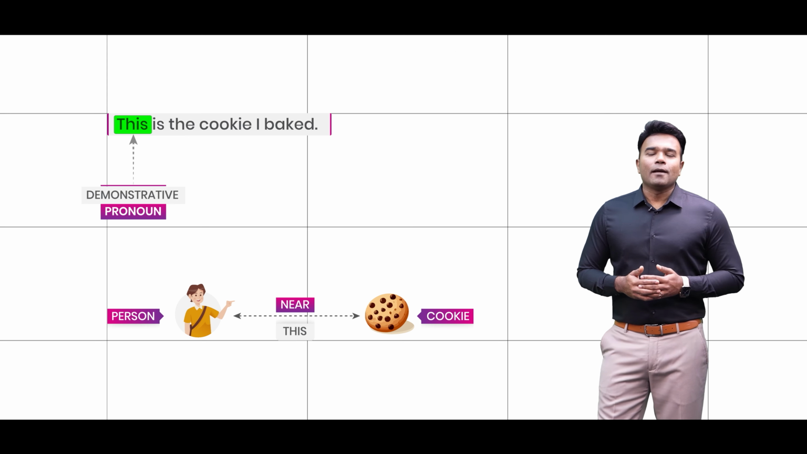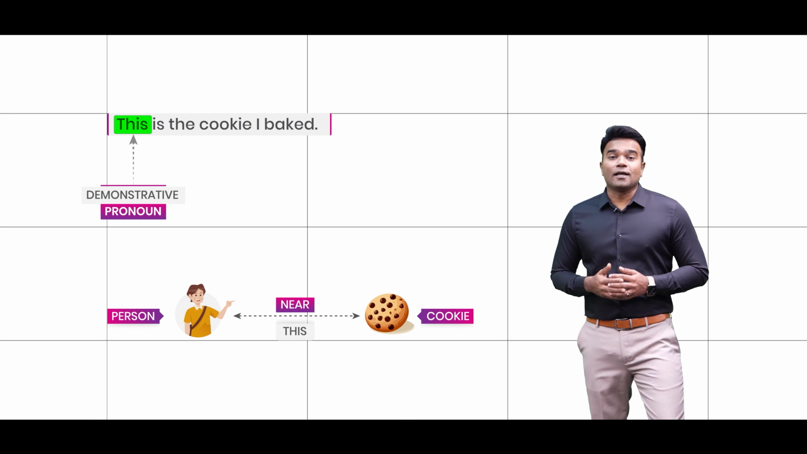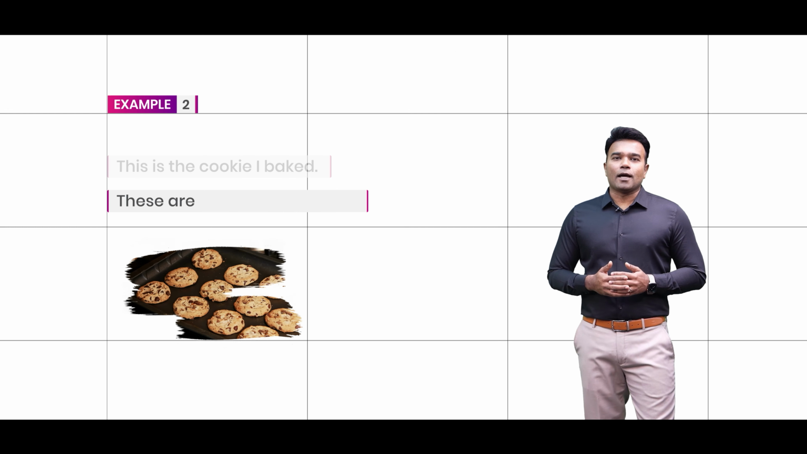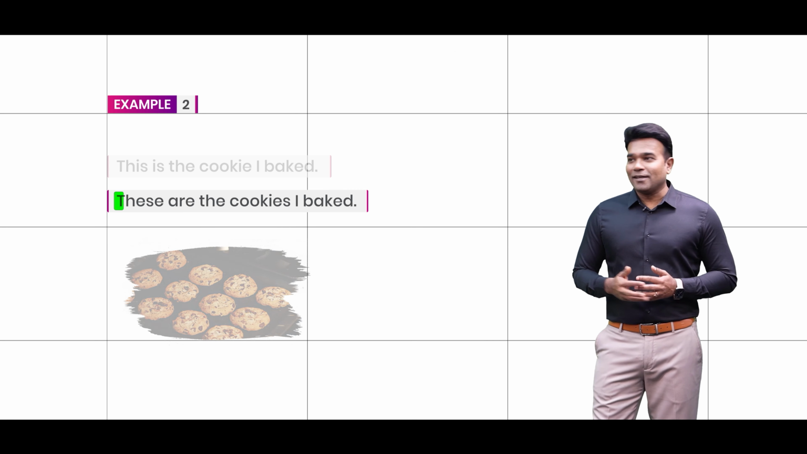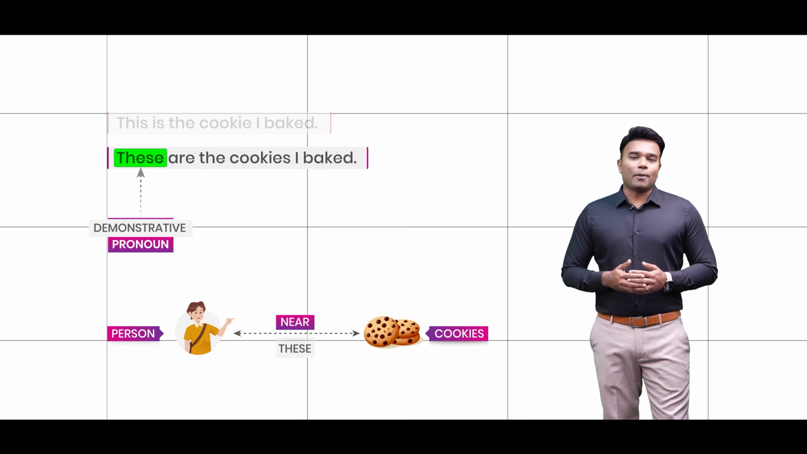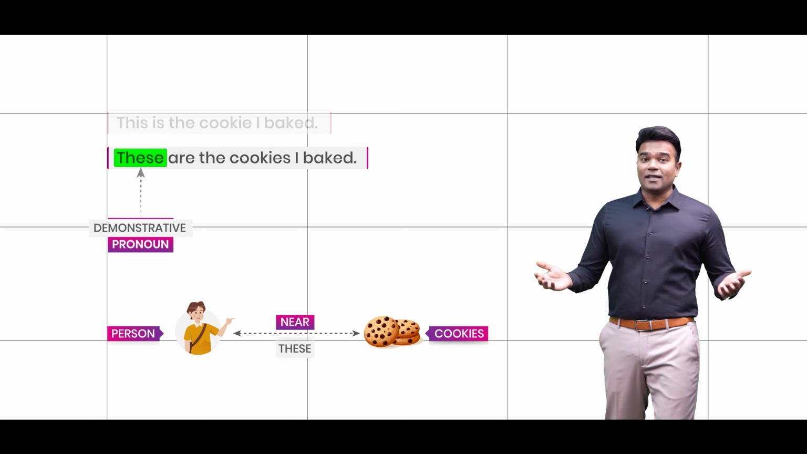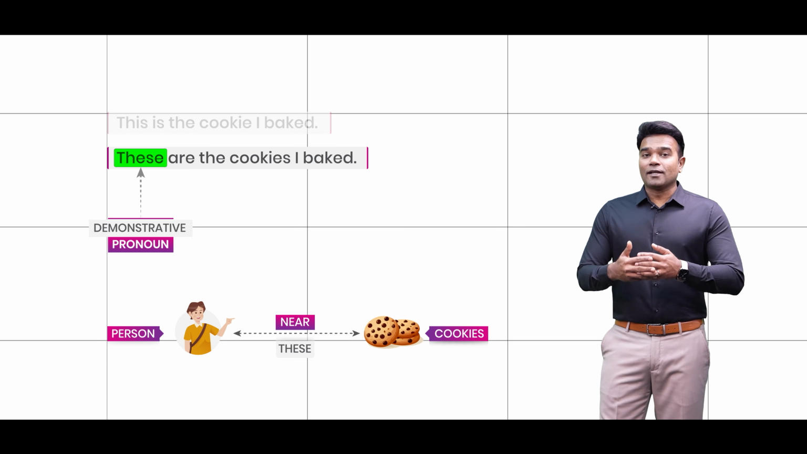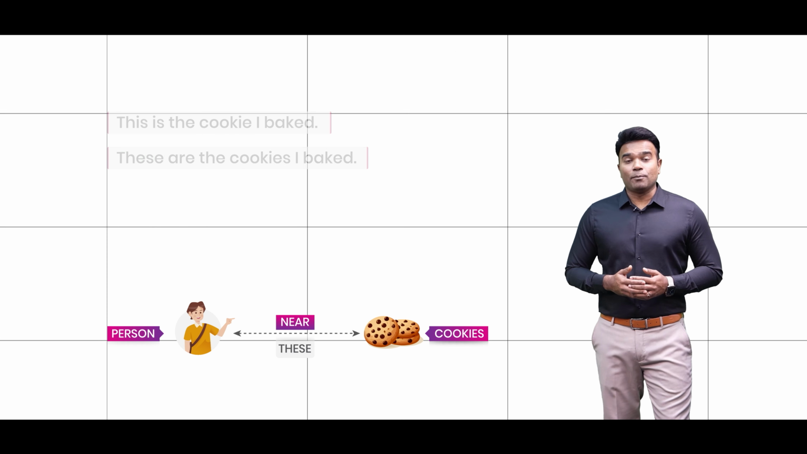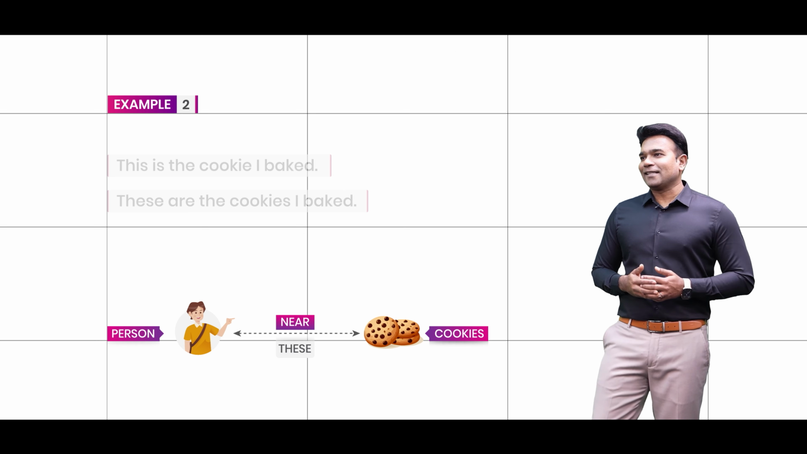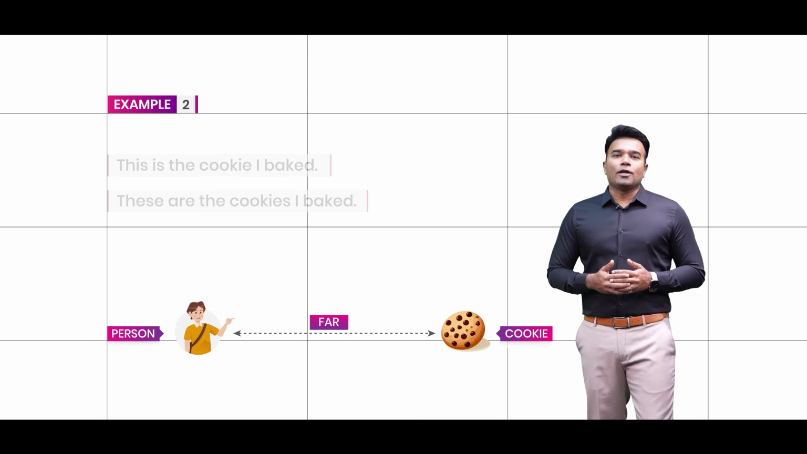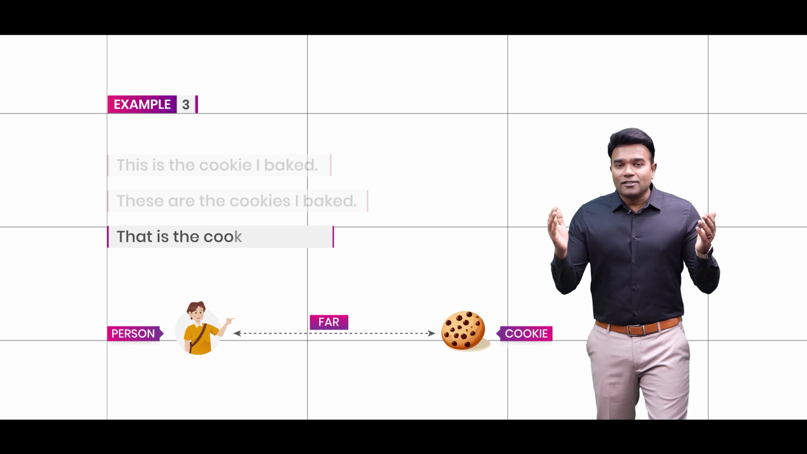Now, just in case the person has not baked one cookie, rather he has baked multiple cookies, then the sentence shall be: These are the cookies I baked. Here these is a demonstrative pronoun which is indicating that there are a plurality of cookies that have been baked, but what you need to understand is that all of these cookies are also at a near distance to the person who has baked them. Now, what if the cookies that were baked happen to be at a farther distance? Supposing we have a scenario something like this, then obviously the English sentence will have to be: That is the cookie I baked.